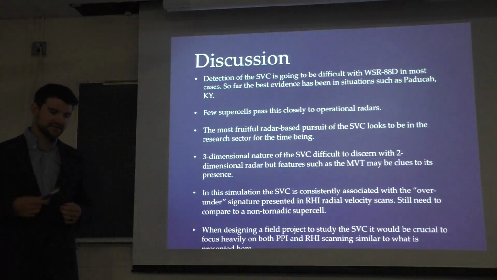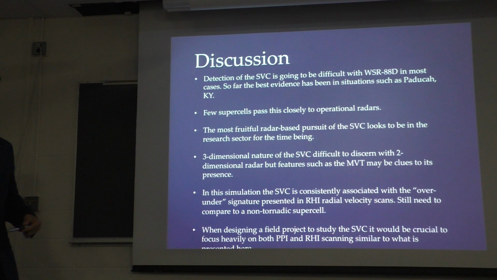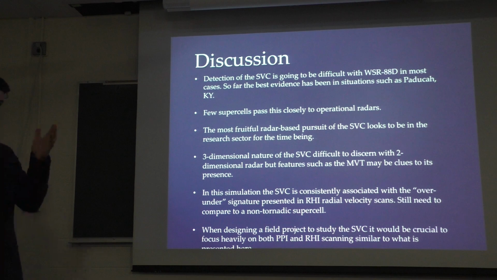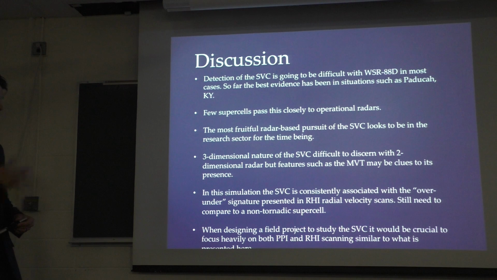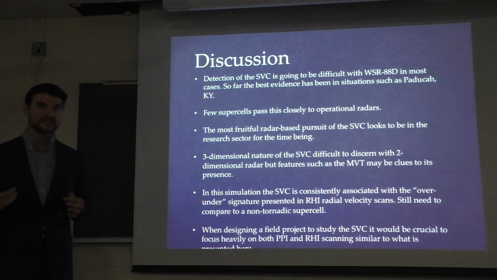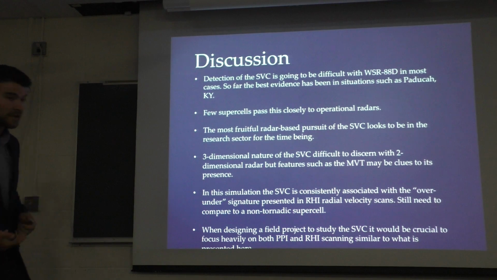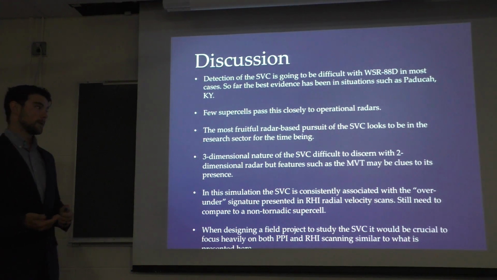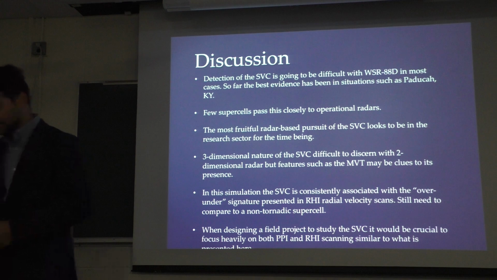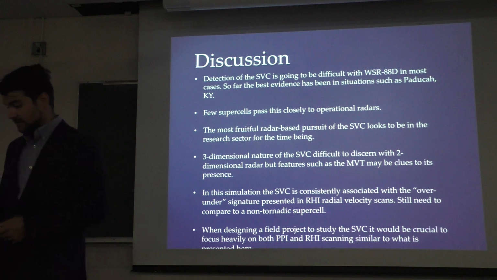The three-dimensional nature of the SVC is going to be tough to pick out with 2D radar data. But if I was going to design a field project to study this feature, I'd want 2 mobile radars, one doing RHIs through it and one doing VPIs. And you can get the most information about it in all dimensions, and just compare the two like we did here in this presentation. I think the over-under signature is probably the closest thing you're going to get to the SVC with RHIs. We still need to compare this to a non-tornadic supercell to see if it looks the same. It may not. That'll bring some interesting twists to the project.